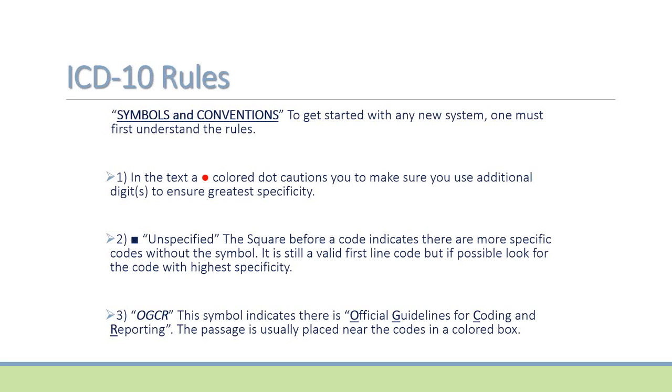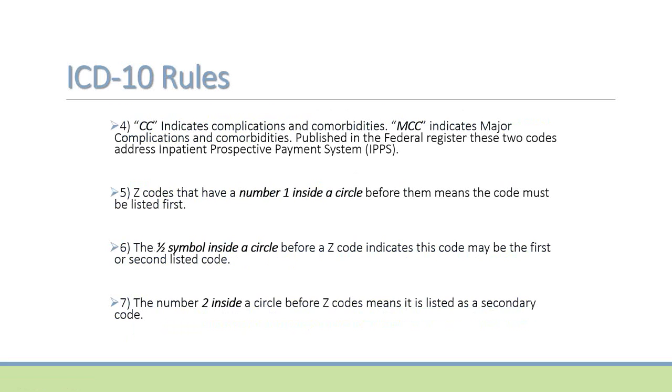Okay. So there are symbols or conventions. These are basically the rules. All right. So if you see a colored dot, it's going to say make sure you use additional digits. Okay. Just the 3 digits is not going to be enough. All right. I'm going to get through these real quick.